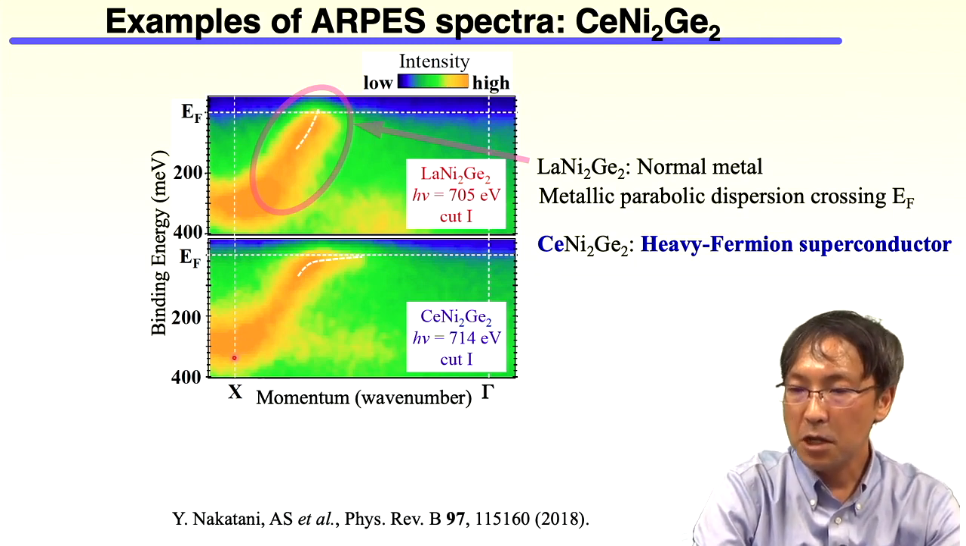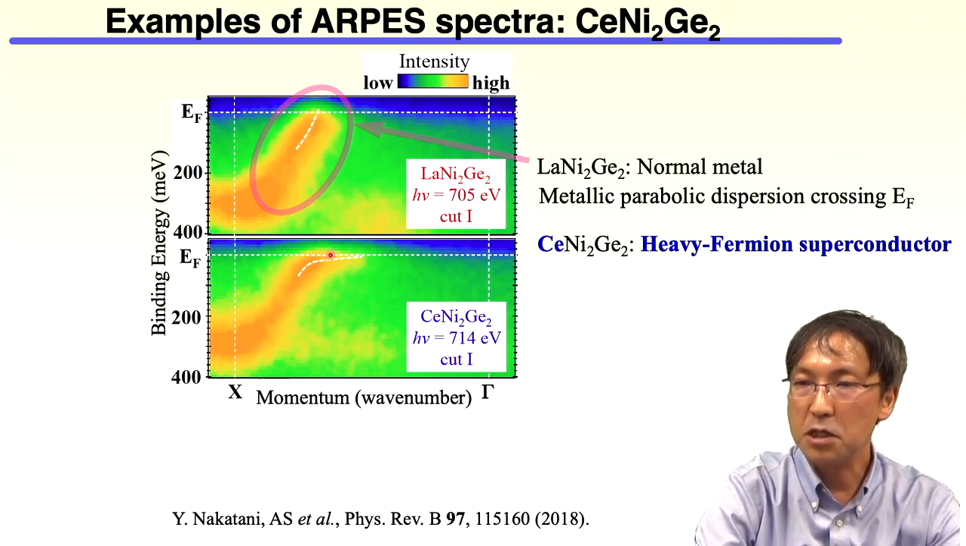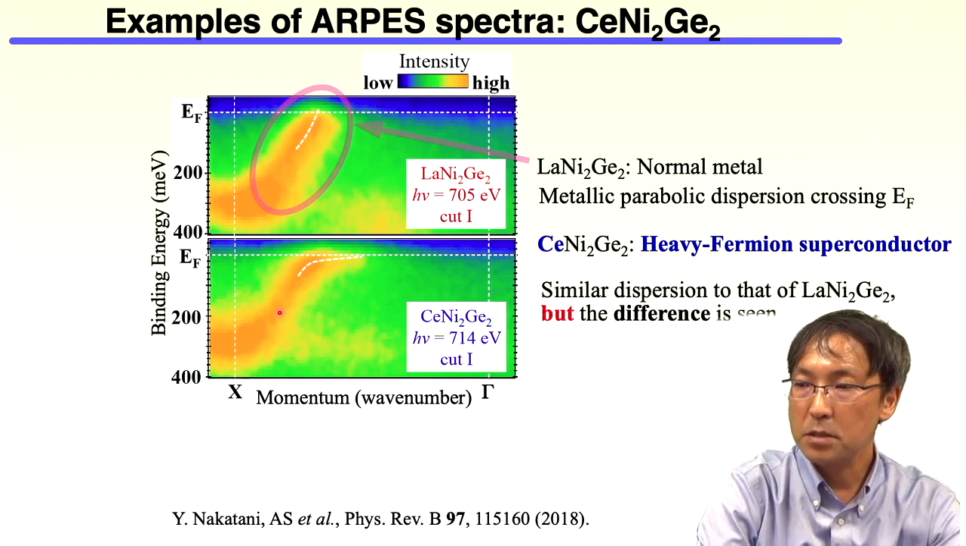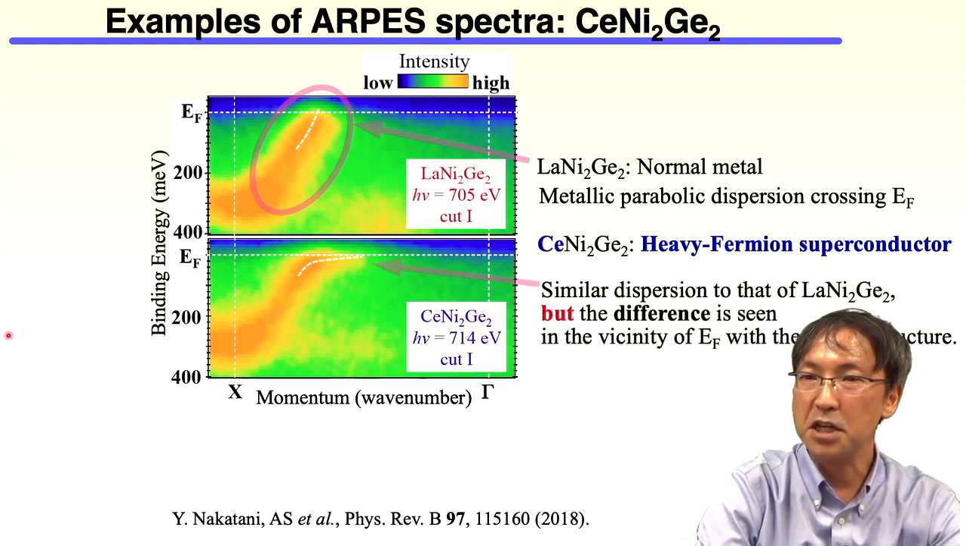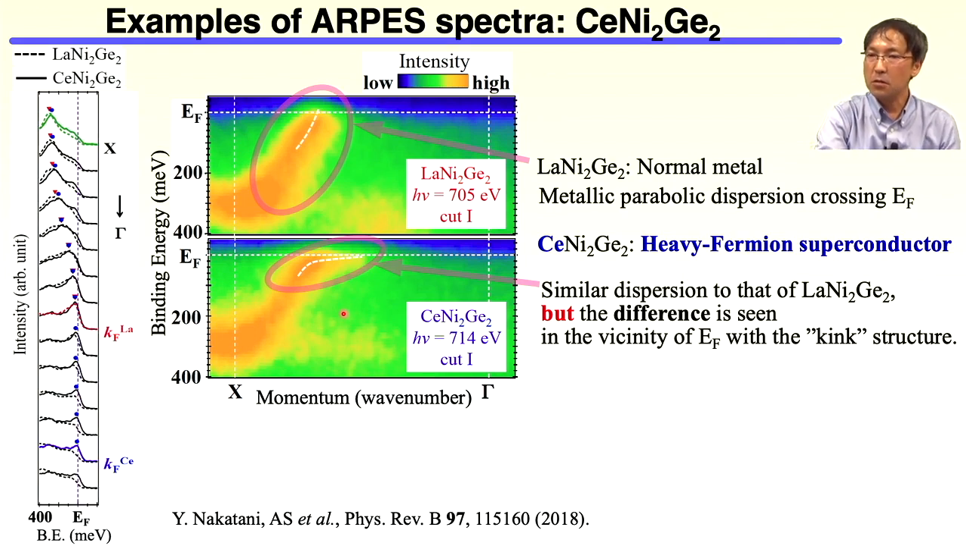For CeNi2Ge2, on the other hand, there is a similar dispersion to that of LaNi2Ge2, but the difference is seen in the vicinity of the Fermi level with a so-called kink structure. Kink means a sudden change in the slope of the curve. This one. This behavior is also confirmed by the energy distribution curves, called EDCs, of the ARPES spectra shown on the left side.